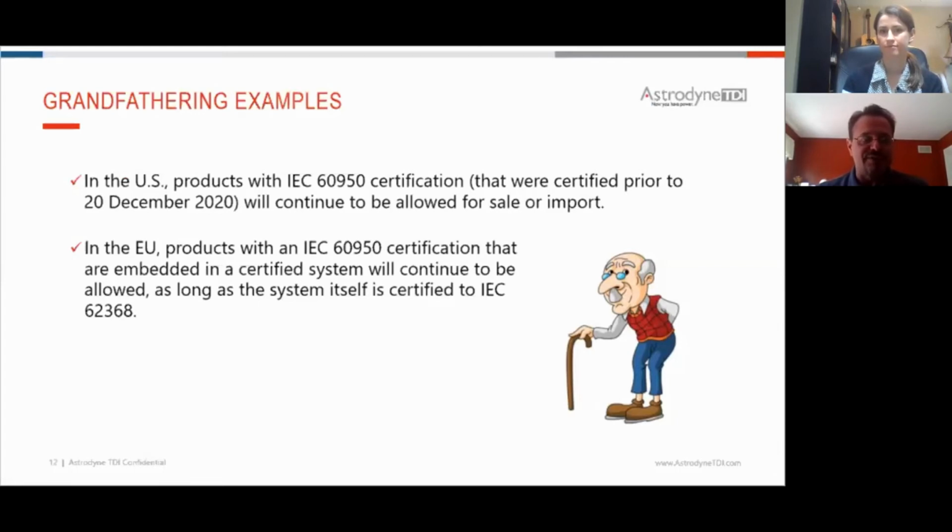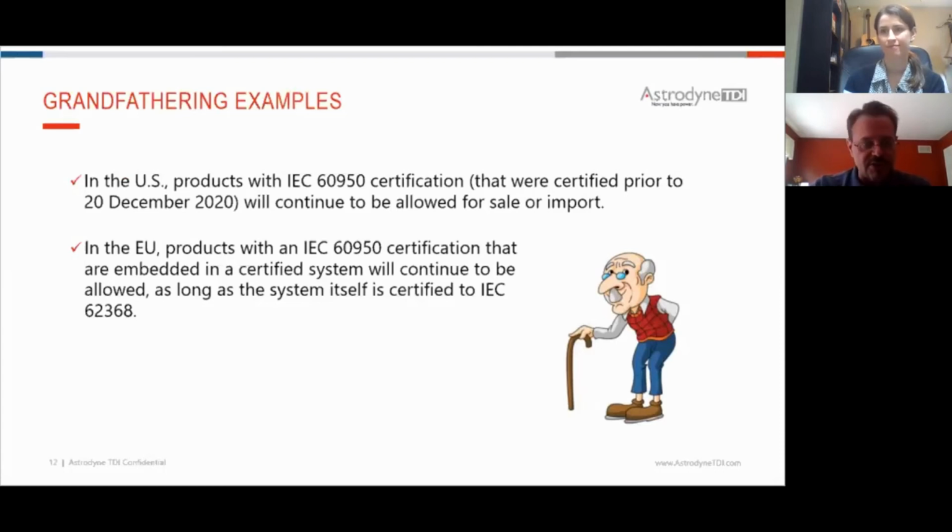Products that are certified to 60950 after December 20th, 2020 may in the future not be allowed to be shipped without a 62368 certification. So there is some incentive to start getting 62368 certifications for the US and Canada, but again, not an emergency. Definitely on your newer products, you want to pursue it, but for legacy products, you don't need to.